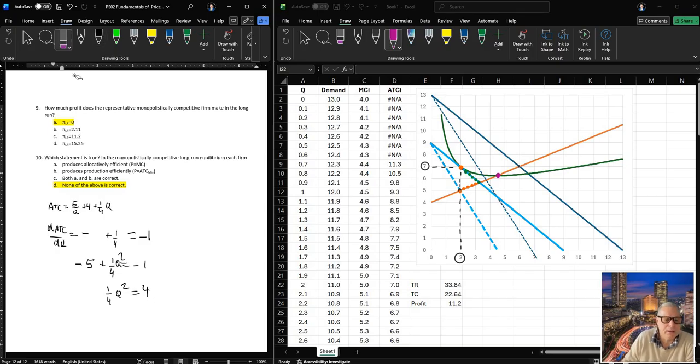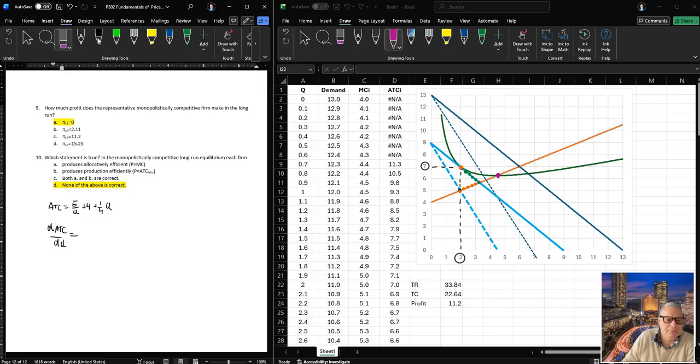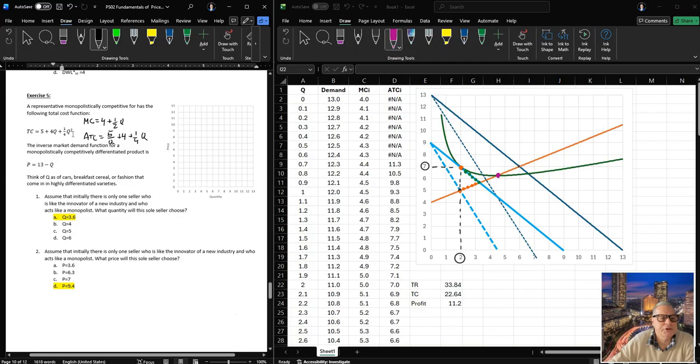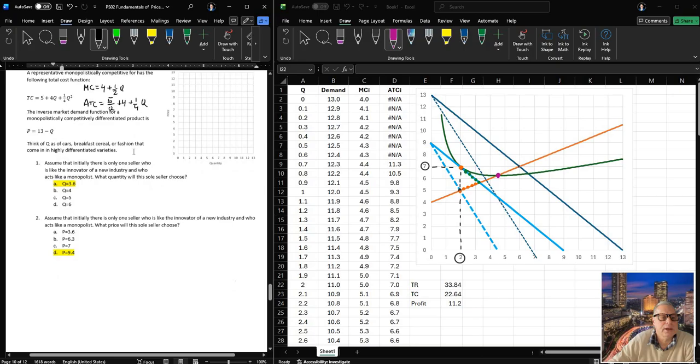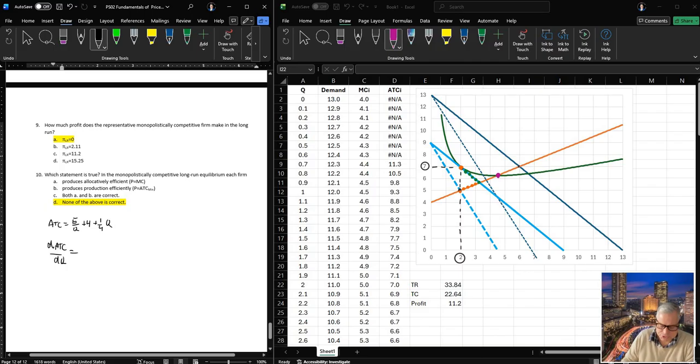Let me go back again. I think the average total cost function was 5 over q? Yeah, okay, that was correct. I made a mistake. Sorry, I just want to make sure about the total cost. Okay, everything looks correct. Okay, so let's do it again, and I'm sorry that I was just confused by some of the results.